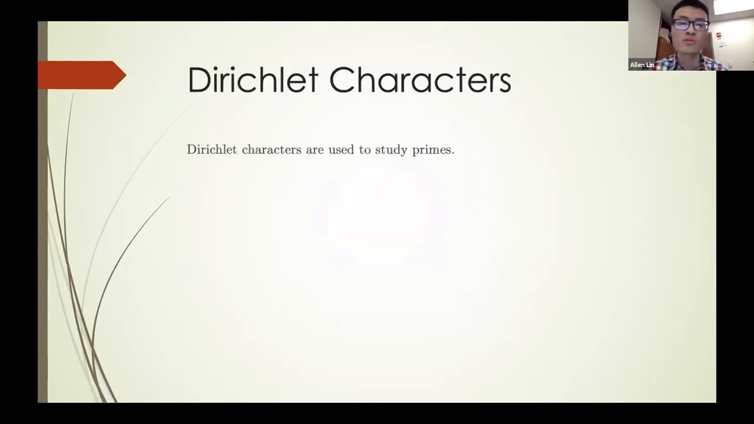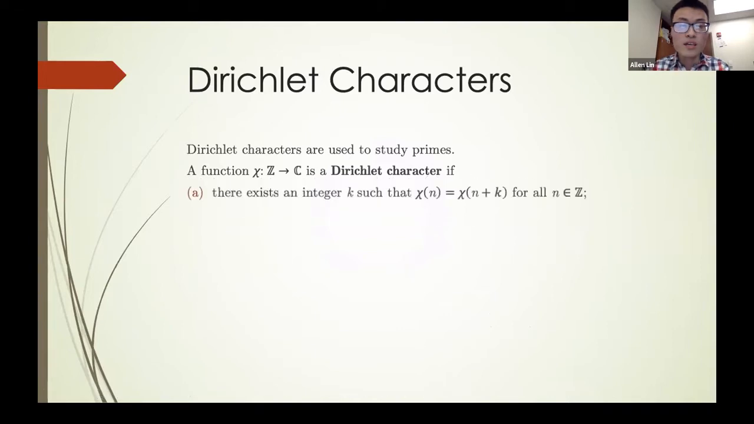Dirichlet characters are also used to study primes. A Dirichlet character is a function chi that takes in any integer and outputs complex numbers if it satisfies the following conditions. There exists an integer k such that chi of n is equal to chi of n plus k. You can think of this like the sine function. It repeats itself for a certain period.